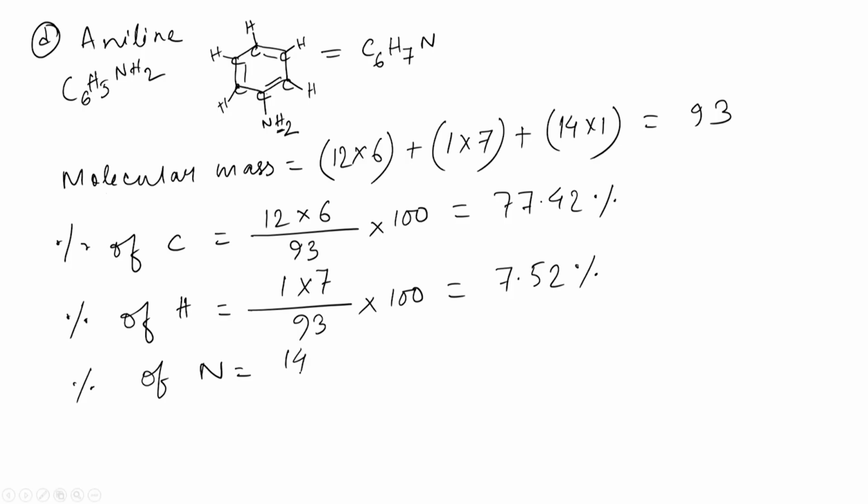Okay. Then the percentage of nitrogen. So mass of nitrogen into number of nitrogen by molecular mass of aniline into 100. This comes as 15.05%. So now we have completed the unit of percentage composition. So the next topic is empirical formula and molecular formula.